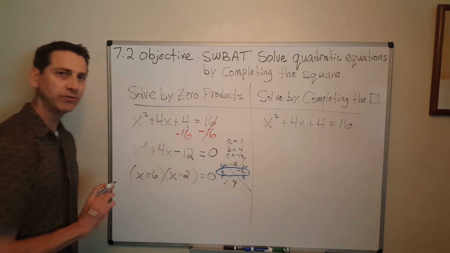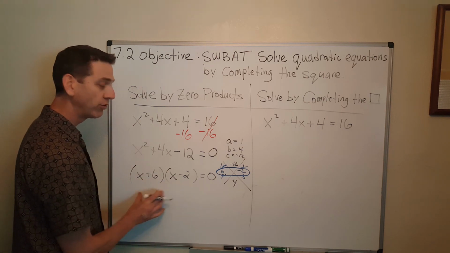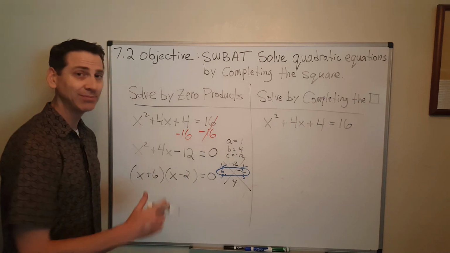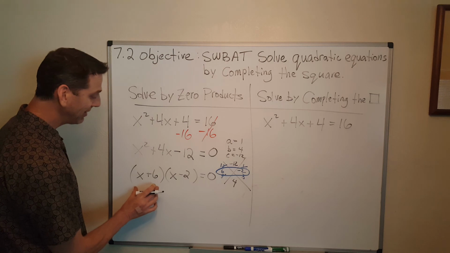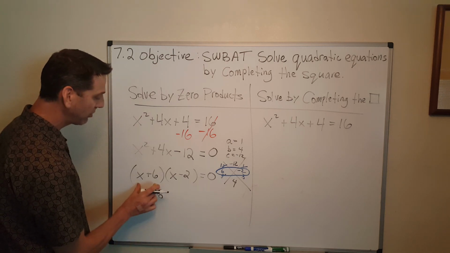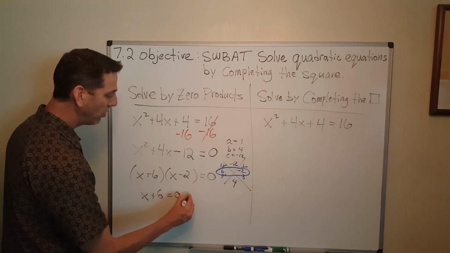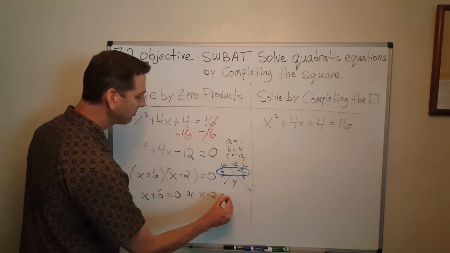Okay, and remember the principle of zero products? If you have two numbers multiplied together, or two terms multiplied together set equal to 0, one of the terms has to be 0. So that means I can set this up as x plus 6, this term has to be 0, or x minus 2 has to be 0.